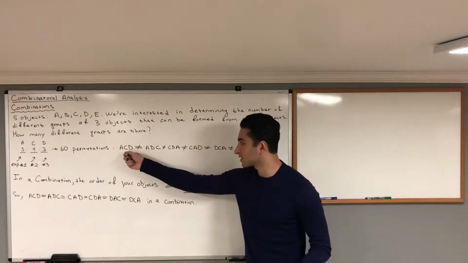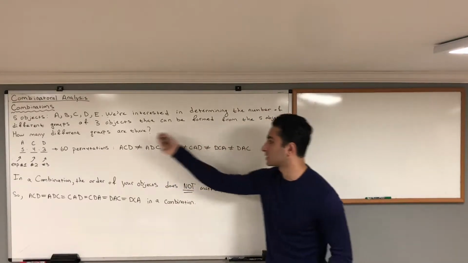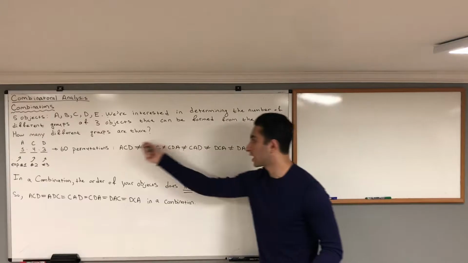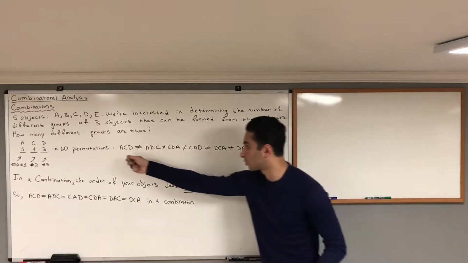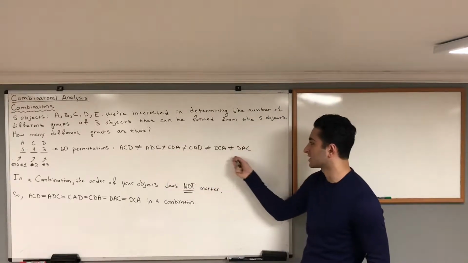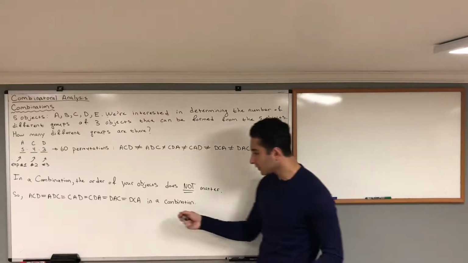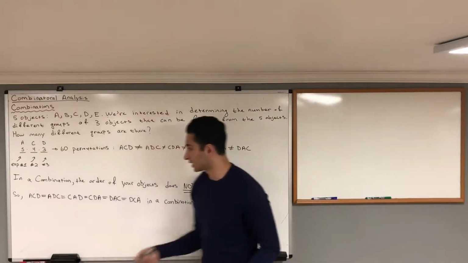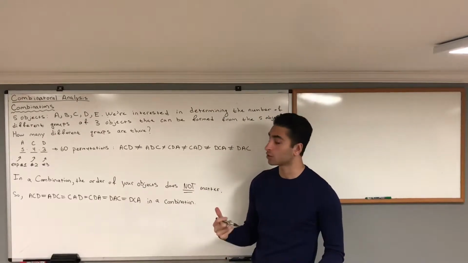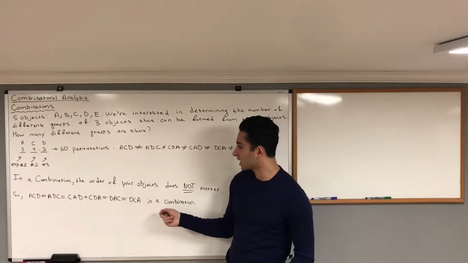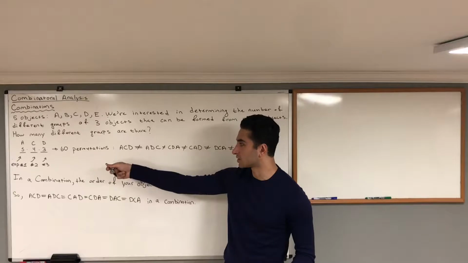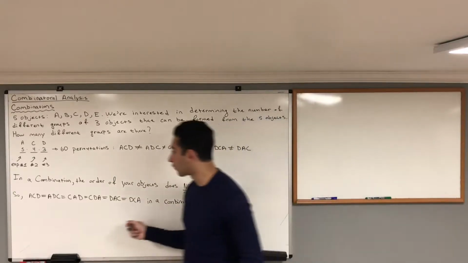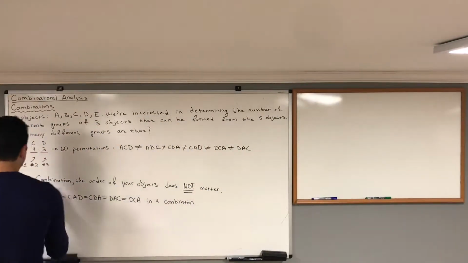In a permutation, that's not the case. We think of them as different arrangements, so we do count these as separate cases. So in a permutation, we count these as 6 different cases. In a combination, this is just one, because they're all equal. So we should have fewer combinations than permutations in general, because we're overcounting these groups.